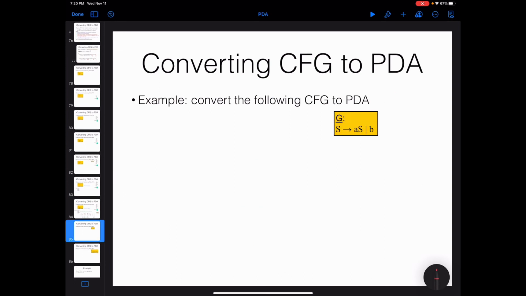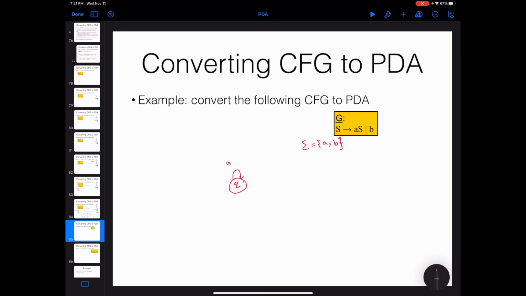So let's see another example. I'm going to convert this context-free grammar to a pushdown automata. Again, we are going to have only one state. Let's just call it Q, whatever. And S is going to be the initial token of the stack. The set of terminals, or the input tokens, are going to be A and B. I'm going to add one transition for each one.